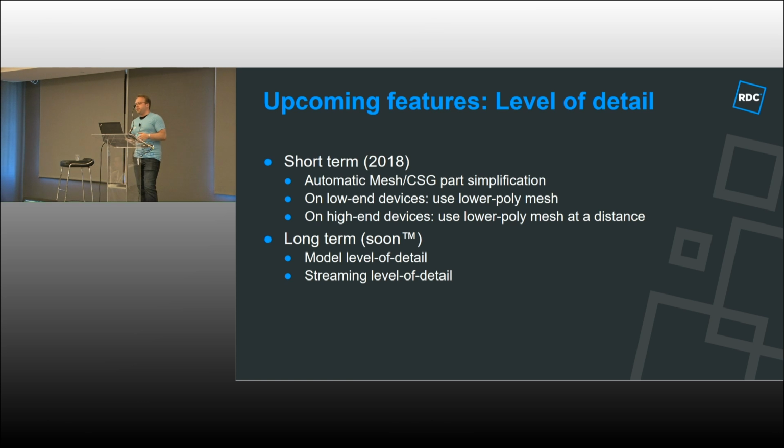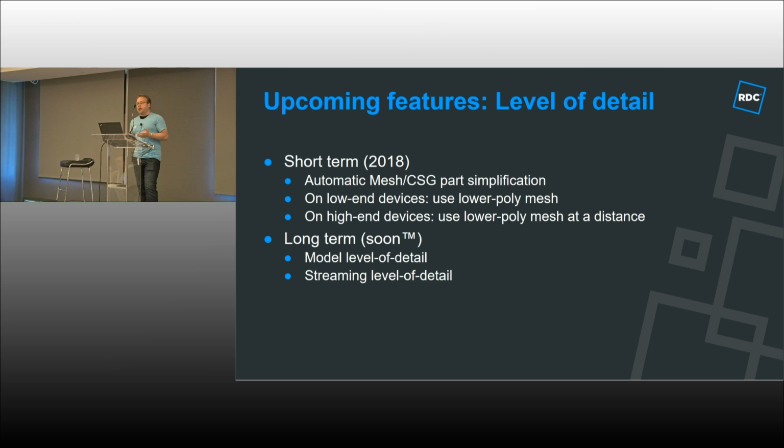So, level of detail. We have two kinds of plans for level of detail. One is short-term, one is long-term. The short-term, which should ship this year, is what Adam covered in the keynote, automatic mesh and CSG simplification. You will have controls to be able to disable this. It will probably be on by default, but if you have an object that's really gameplay critical, has to stay in the exact same shape, you'll be able to disable this. It's similar to collision fidelity.